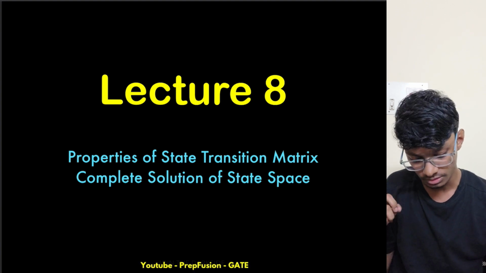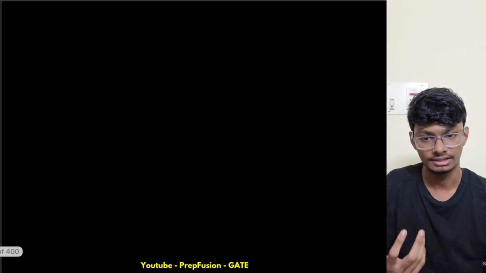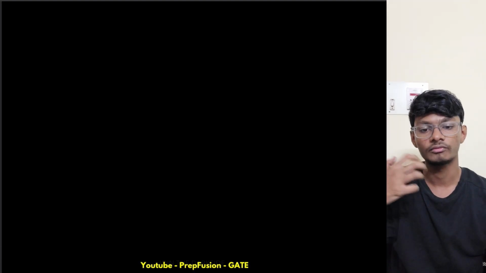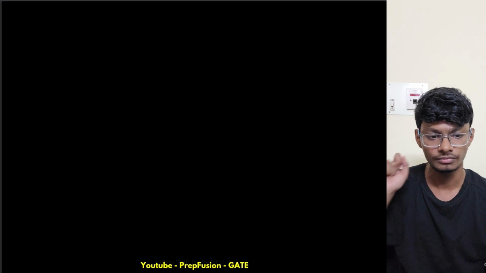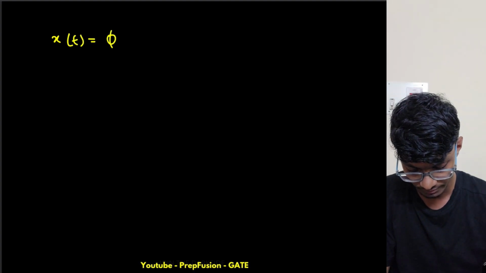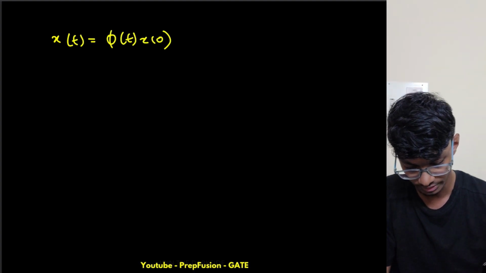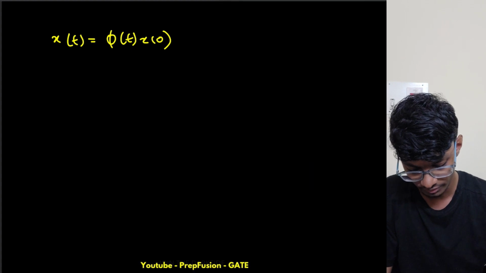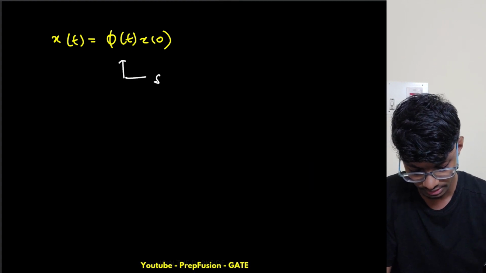Okay, so let's start this lecture. Until now we were solving when the input is 0. We had our state equation like this, so our x of t equals phi of t into x of 0. So what was my phi of t? This was my state transition matrix.